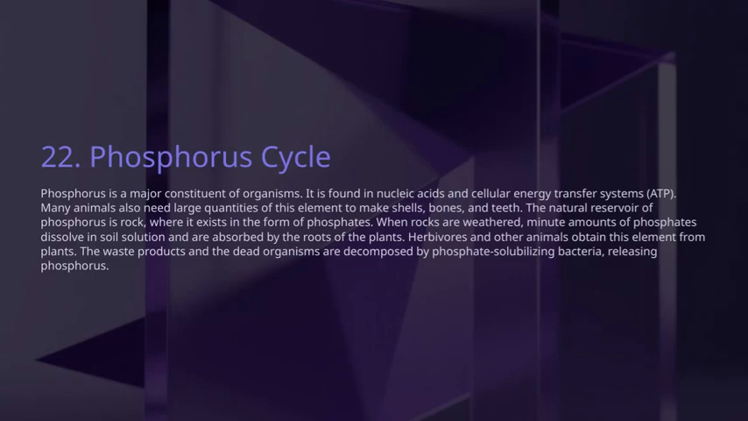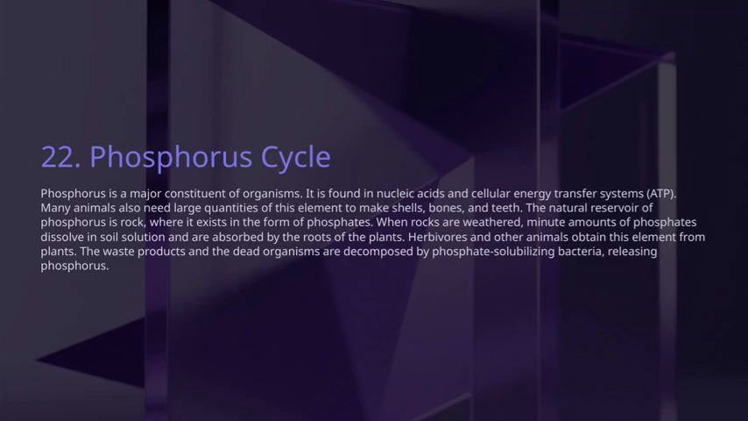Phosphorus is a major component of living organisms, and it plays a crucial role in many biological processes. You'll find it in nucleic acids, which are essential for genetic information, and in cellular energy transfer systems like ATP, the molecule that powers most of our cellular activities. Many animals also require large amounts of phosphorus to build shells, bones, and teeth, highlighting its importance across different species.